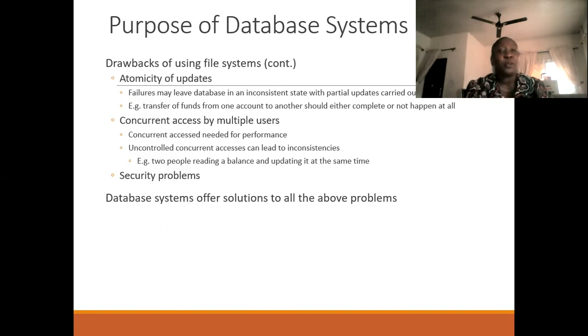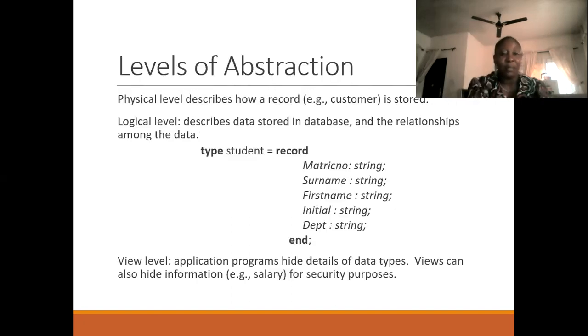Okay, there's also the issue of concurrency problems. Let's assume that you want to withdraw money from an account and someone wants to pay money into that account at the same time. With database management systems, we can actually handle those concurrent accesses. So we find out that database management systems have come to solve a lot of problems that we inherited from the file systems and much more.